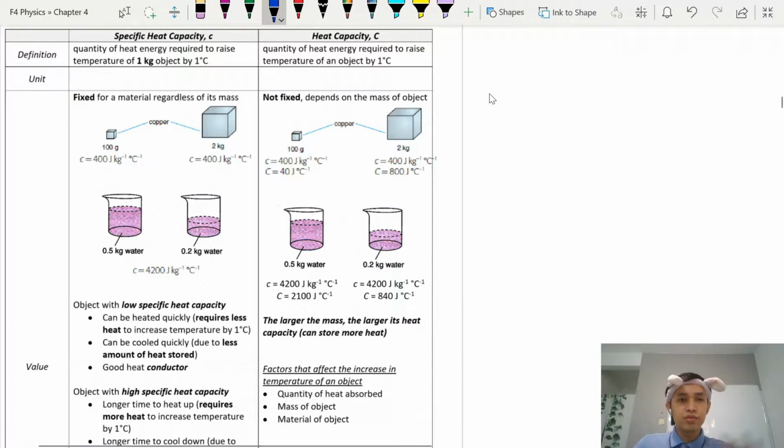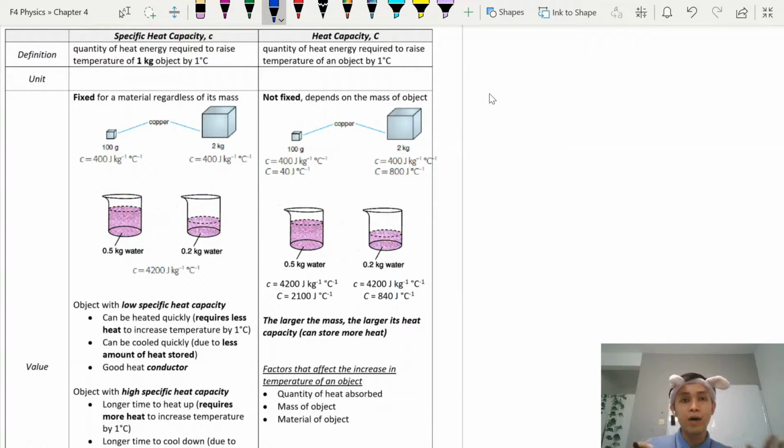Hello everyone. So today I'm going to go into your Physics Form 4, Chapter 4, which is about heat. The first part, which is on thermal equilibrium, I'm not going to do a video on that because that is very direct knowledge or information. So I don't need to really explain how thermal equilibrium happens.